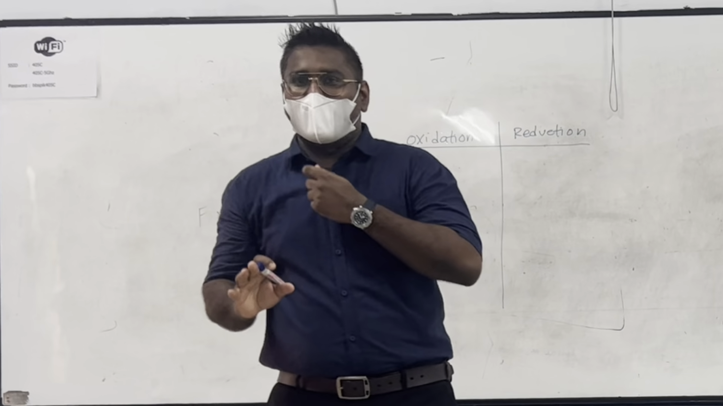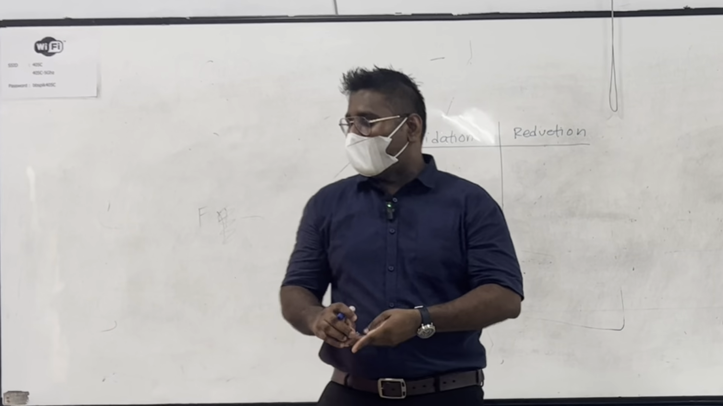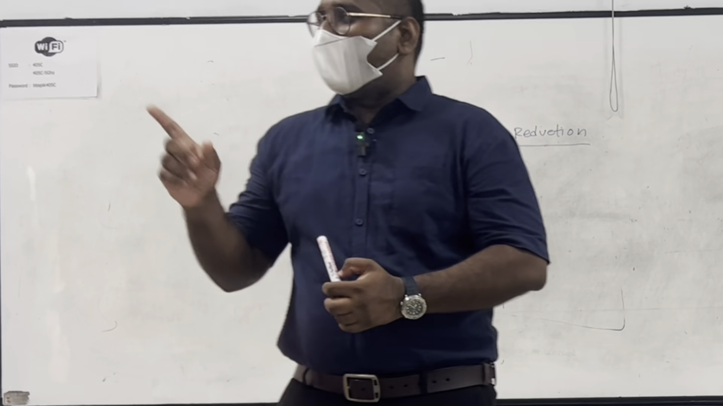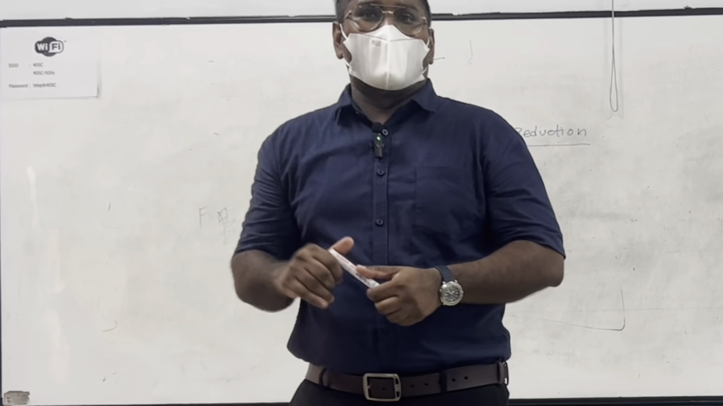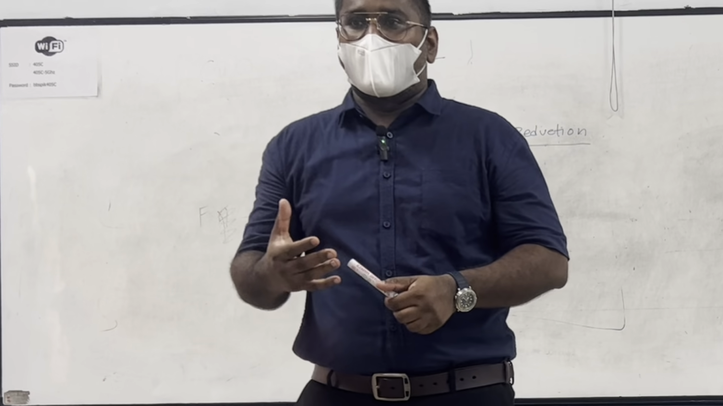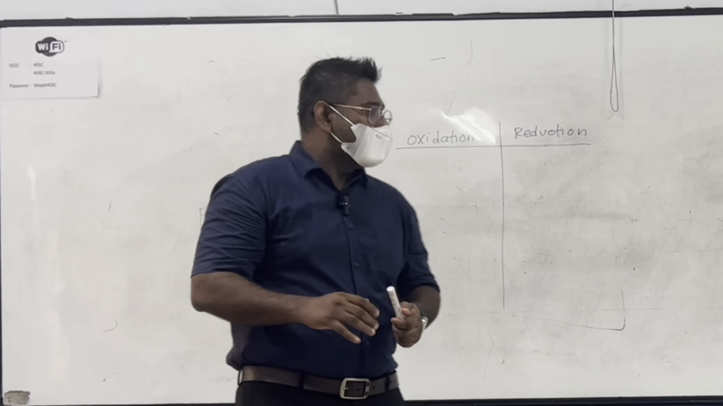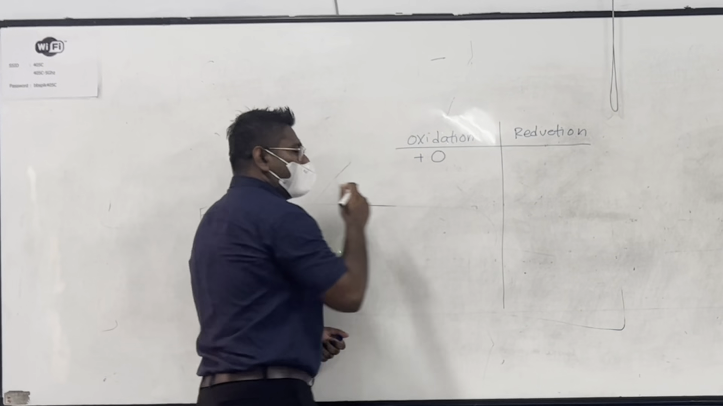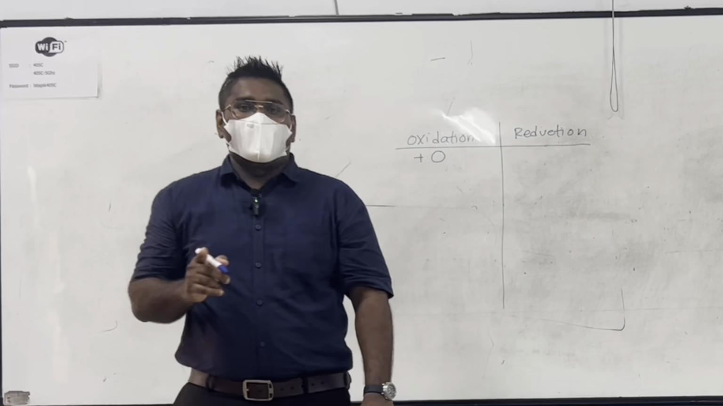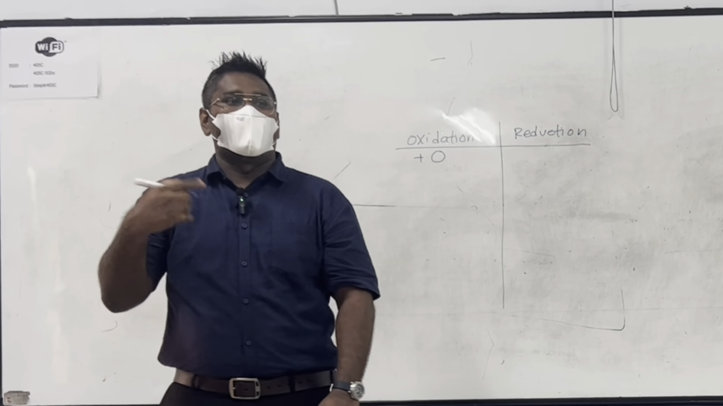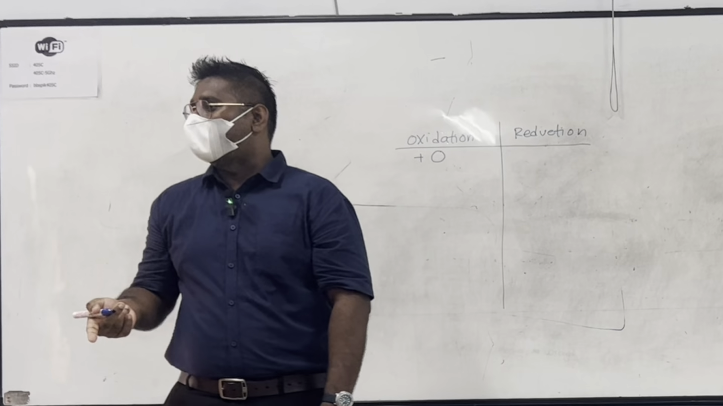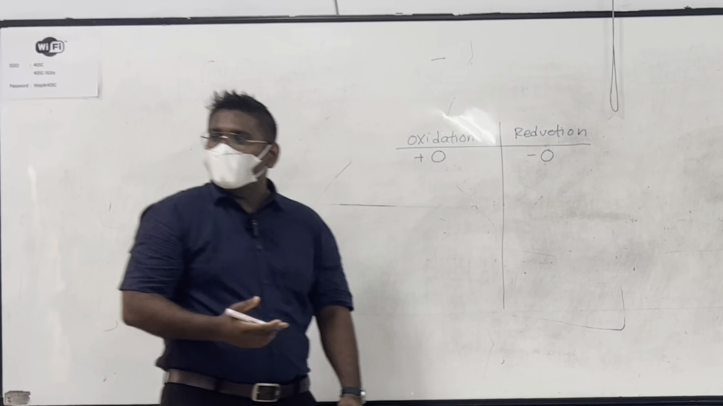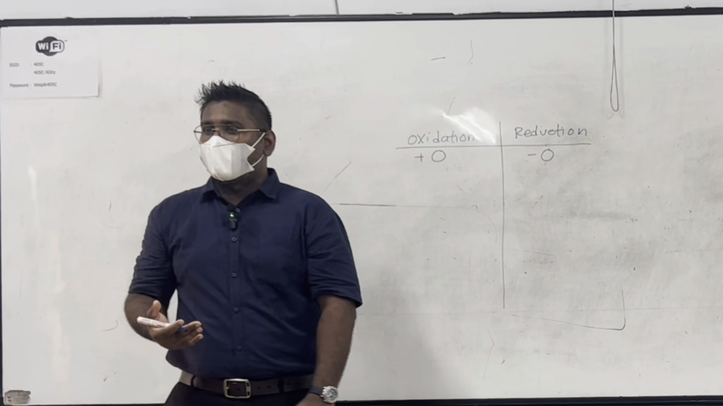So there are 4 criteria that we can use to identify, and out of those 4 criteria, one is not so important, and the remaining 3 are very important. So let's look at those 4 criteria. The first criteria is when there is addition of oxygen atom. This addition of oxygen atom tells us that oxidation is taking place, and removal of oxygen atom tells us that reduction is taking place.